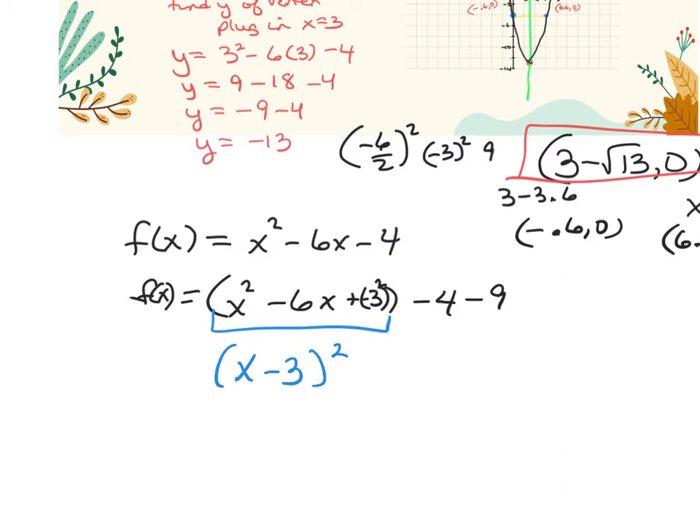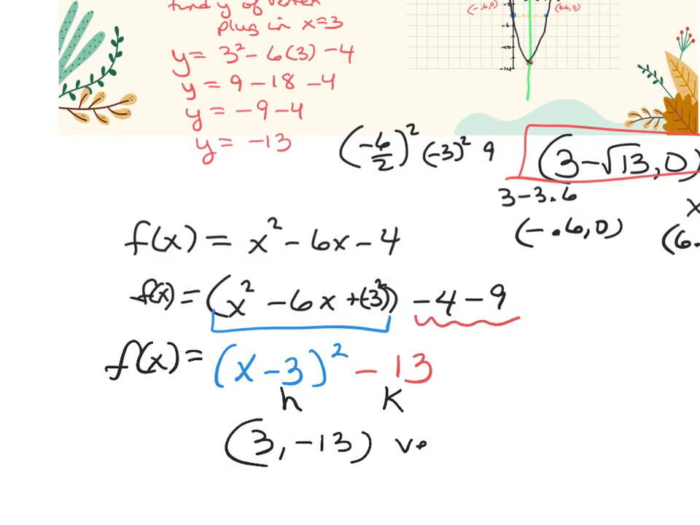And then now I have to add these two. Negative 4 minus 9 is negative 13. Now it's in that standard form, and look, here's my h, here's my k. I can pull it right out of the formula and get the same vertex that I did by using the negative b over 2a.